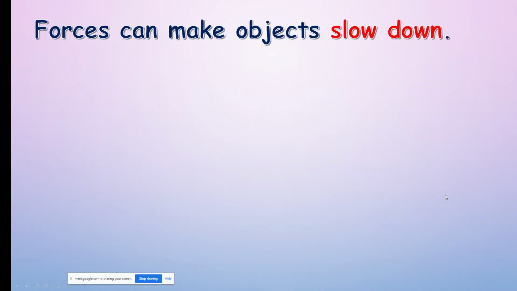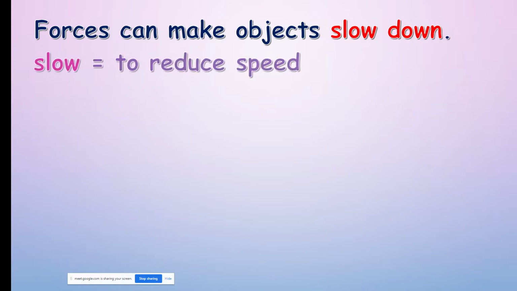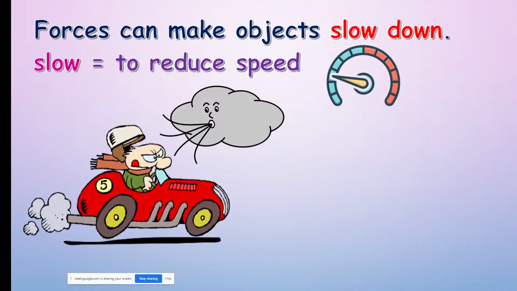Forces can make objects slow down. This one is the opposite of speed up. When you say slow down, it means to reduce speed. From fast, it will become slow. For example, when you push something, you pull something, the object will slow down. For example, your car. When you step on the brakes, the car will slow down and then later on stops. Okay?